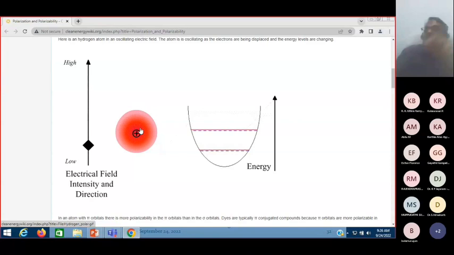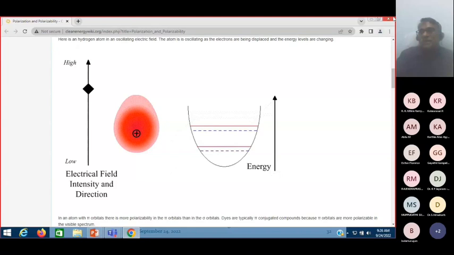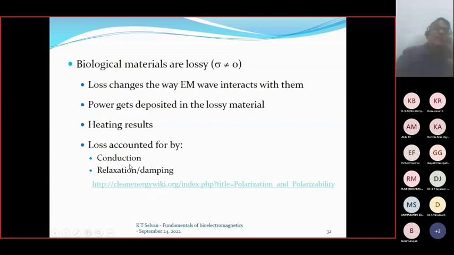And this can also be changing. When the polarization quickly changes, we can also associate a current, polarization current, in the process. So that is called relaxation or damping. The other one is by conduction. So even when a dielectric does not have conductivity, it can still have loss which can be accounted for by relaxation or damping, as we have just seen.